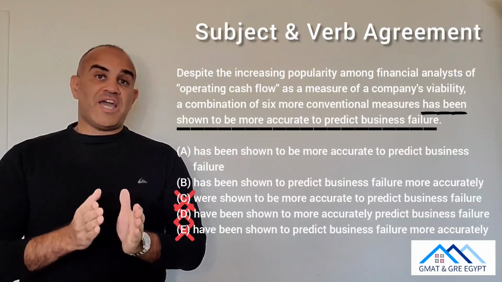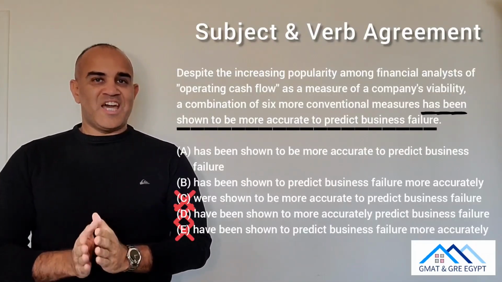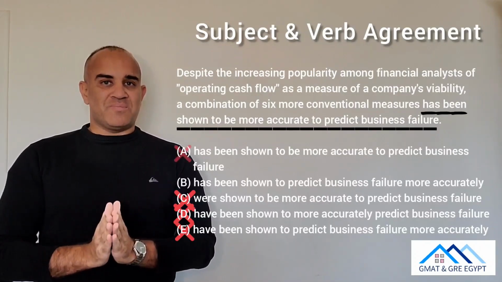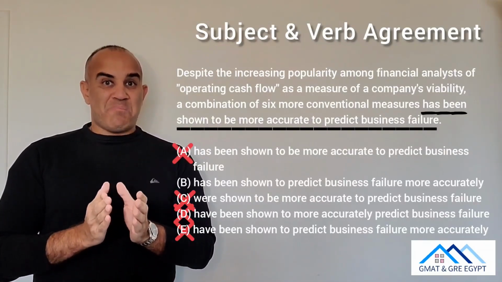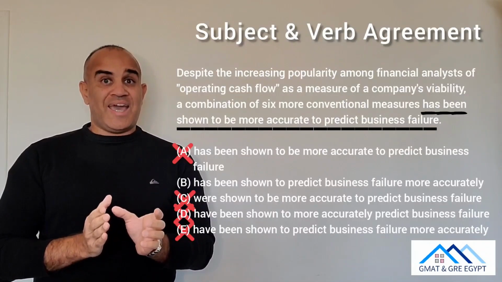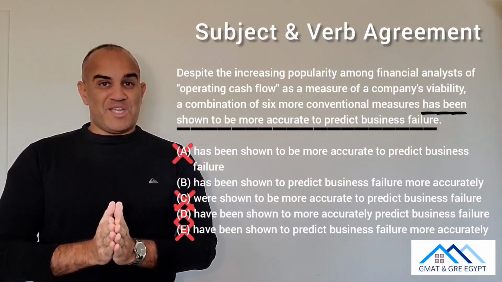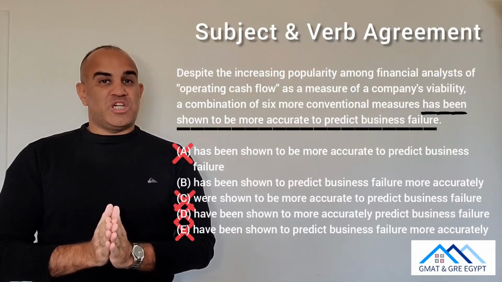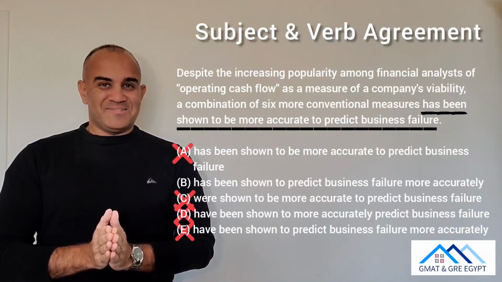So we have A and B left. Choice A is incorrect because it carries to be. And as we said, to be makes the sentence wordy and redundant, which means it is unnecessarily long. So the correct answer is B.